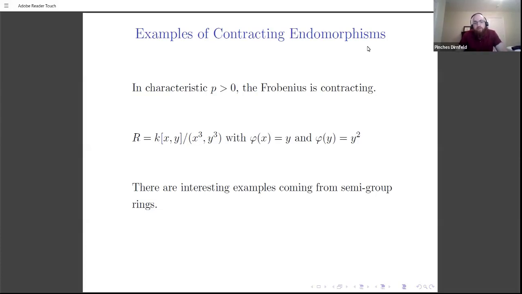A lot of results that are known for the Frobenius have later been proved to be true for contracting endomorphisms in general. Avramov, Iyengar, and Miller, for example, proved Kunz's theorem for contracting endomorphisms. And there have been a lot of results along the lines of the Frobenius results for contracting endomorphisms.